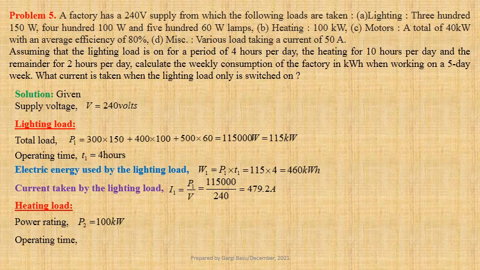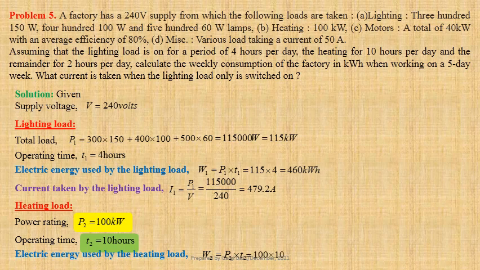For heating load, given power rating P2 equals 100 kilowatts. Operating time T2 equals 10 hours. Now we shall determine electric energy used by the heating load. W2 equals P2 into T2. Using values we get 100 into 10, that is equal to 1000 kilowatt hours.